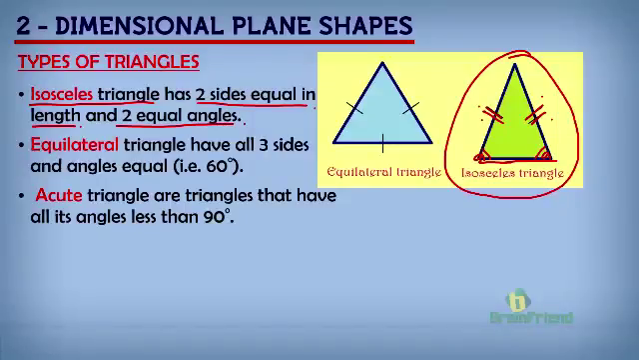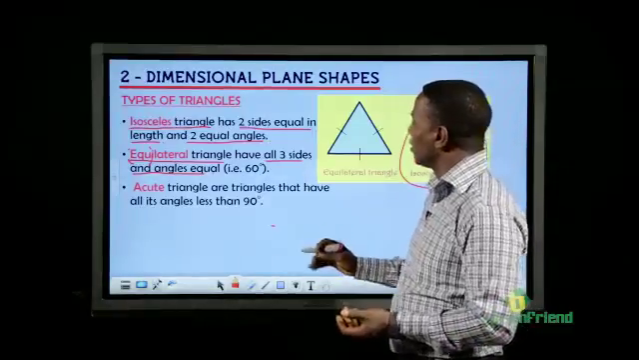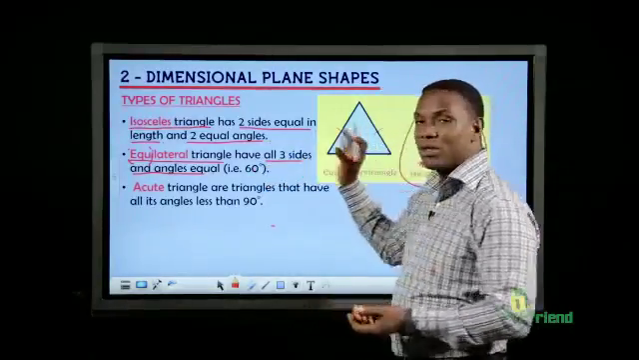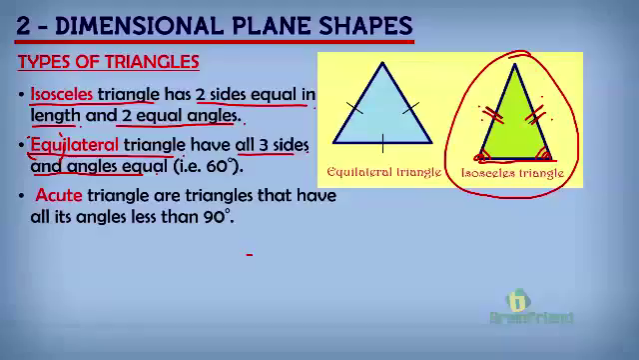Next, we have what is referred to as the equilateral triangle. The word equi simply means equal. So it gives us an idea. Equilateral triangles have 3 equal sides. And of course, again, consequently, will also have 3 equal angles. This is an example of an equilateral triangle.